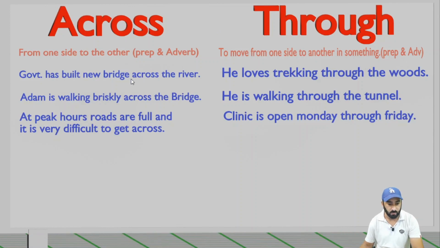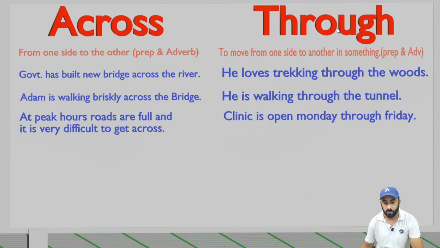The government has built a new bridge across the river. Adam is walking briskly across the bridge. At peak hours, roads are full and it's very difficult to get across. Across has many other uses. We also use across from. This is the phrase when one thing is opposite to the other, and most of the time across from is used in American English. If you want, you can use across from in place of opposite.